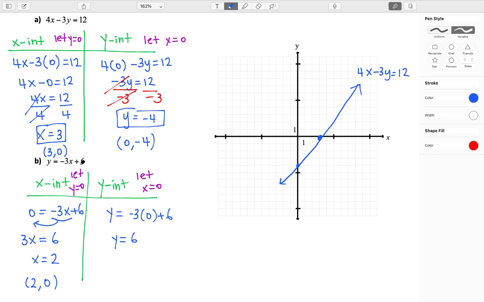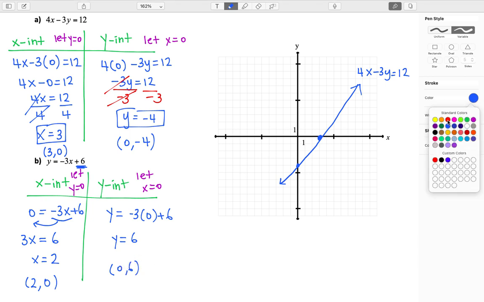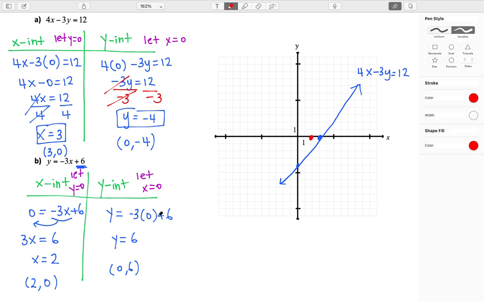It's quite useful if it's in slope y-intercept form, because right away you know that the y-intercept is going to be 6. So I can use a different color. Let's label my x-intercept, 2, on the x-axis, and my y-intercept, 6, on the y-axis. And then using a ruler, connect the two points. Therefore, y is equal to negative 3x plus 6. Okay.